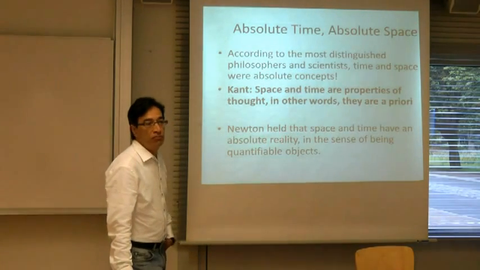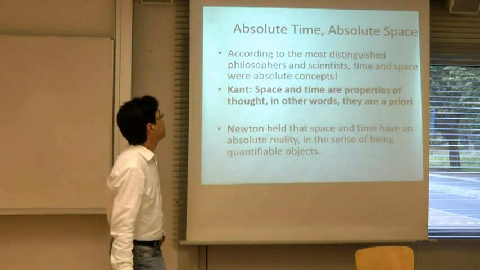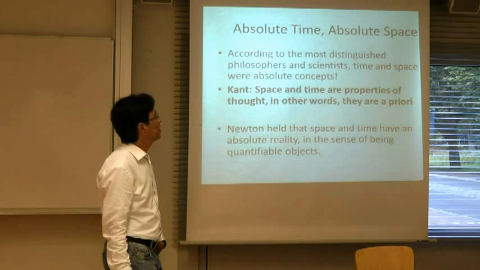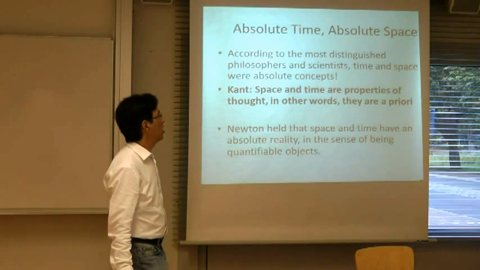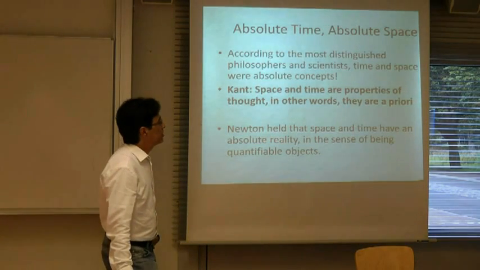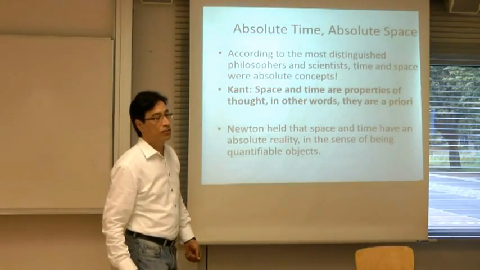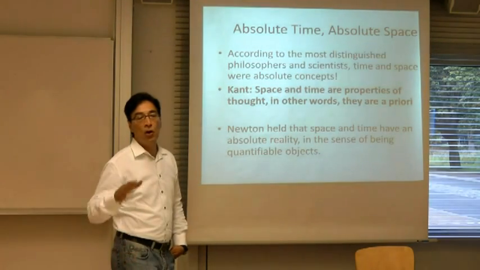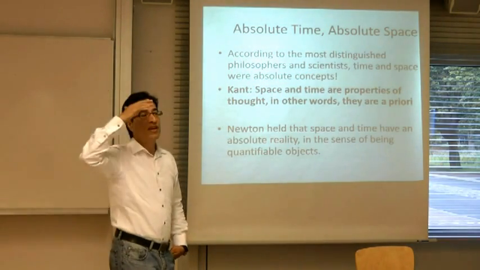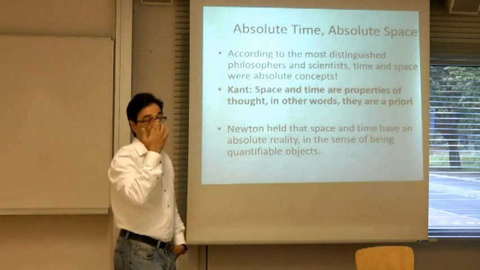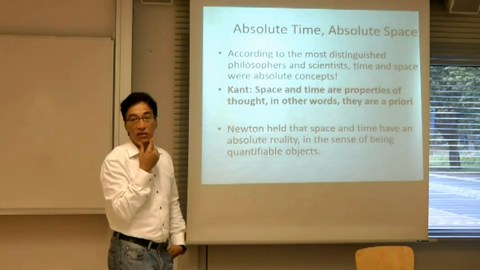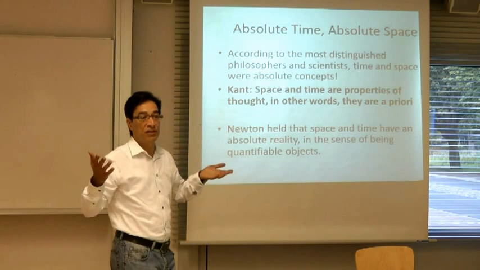It is better to go back to 300 years ago, the 17th century. At that time, according to the most distinguished philosophers and scientists, time and space were absolute concepts. Even Kant said space and time are properties of thought. In other words, they are a priori. You have that word in your glossary, but you can see a priori knowledge as the knowledge that always was there, like absolute time, absolute space. The other example is mathematics. It's knowledge that always was there.